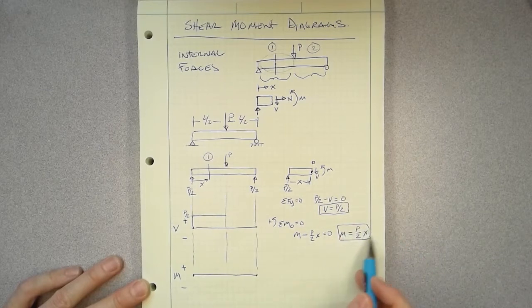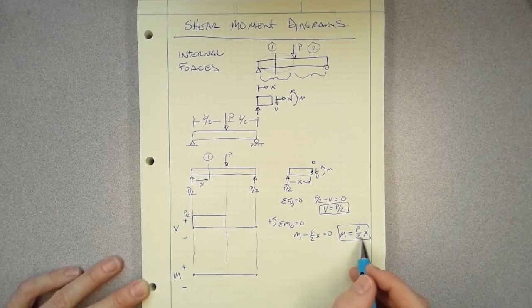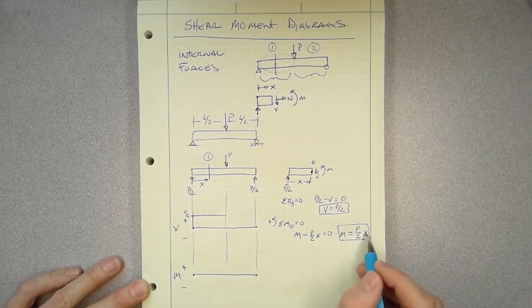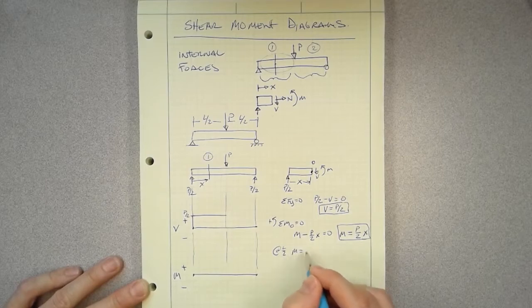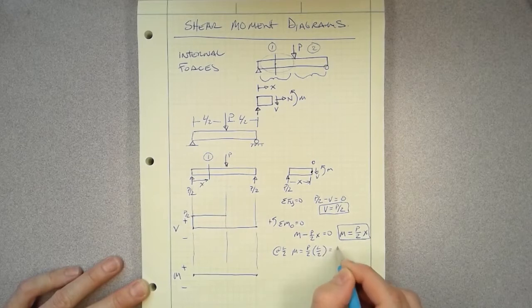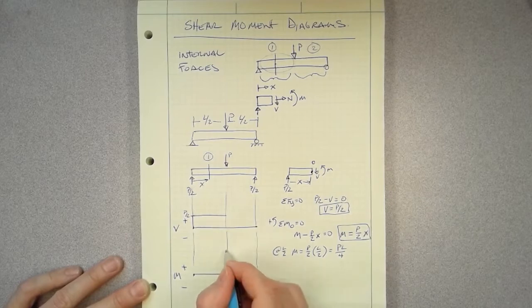So now what does that mean? If we look at the equation, we can see that this is a linear relationship varying with x. So when x is equal to 0 on our left side, moment is going to be equal to 0. Now it's going to go all the way to where x is L over 2. So if we put in L over 2, M is going to be equal to P over 2 times L over 2, or that's going to be equal to PL over 4. So the moment at point P, or at the middle of the beam, is going to be PL over 4.